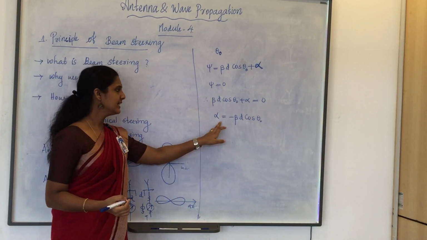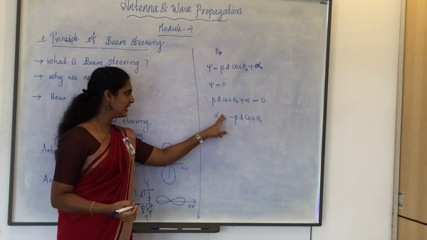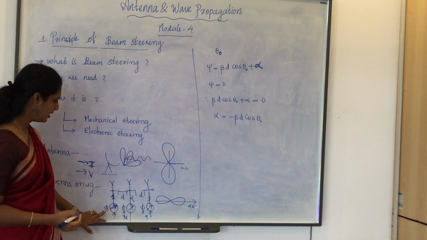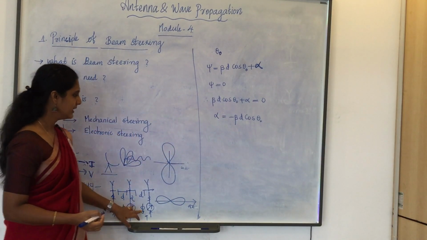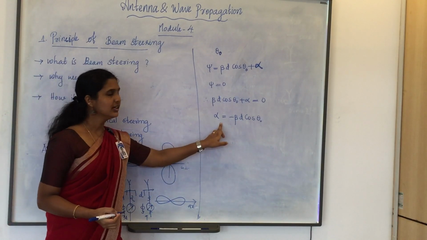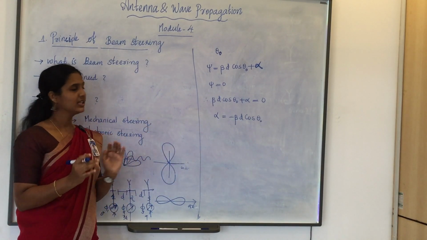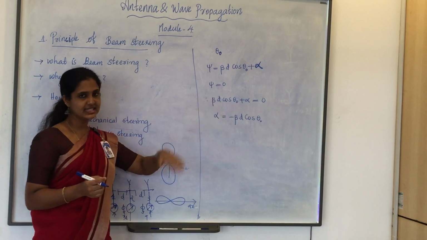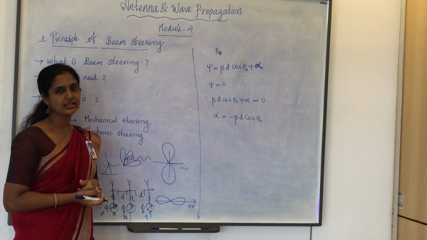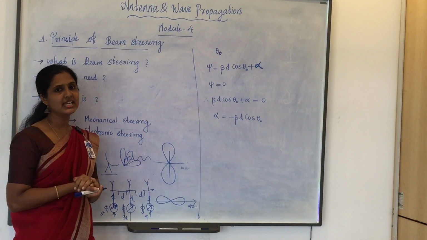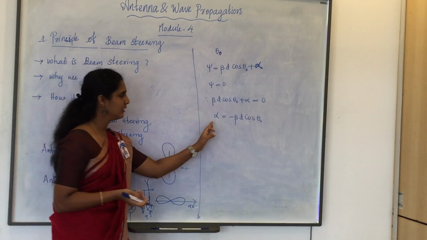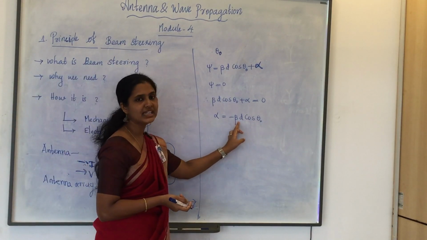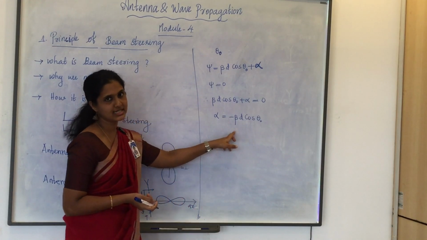So this indicates that by changing the phase shift, that is alpha, we can change the beam. Thus we can change the beam positively and again the same distance negatively. That is squinting the antenna angles. That is, alpha is equal to minus beta d cos theta 0.